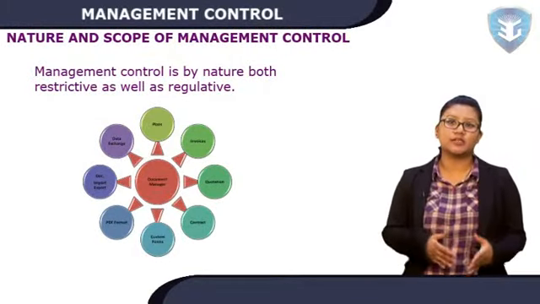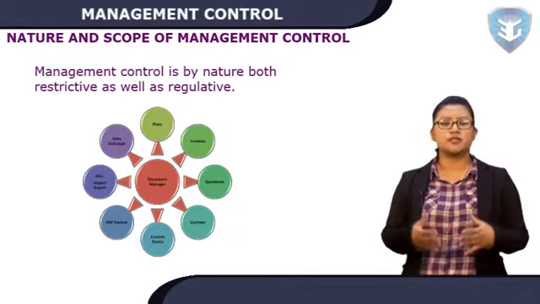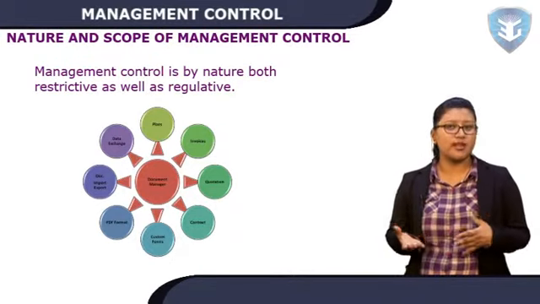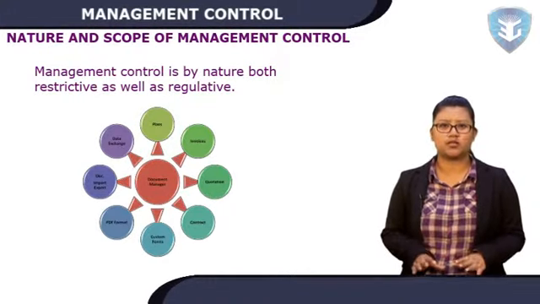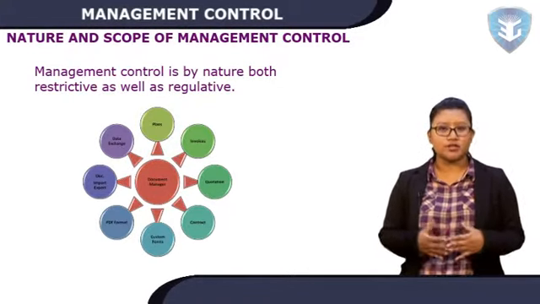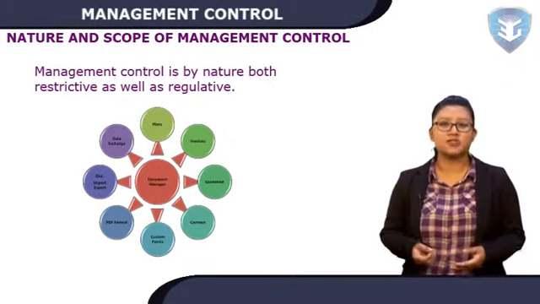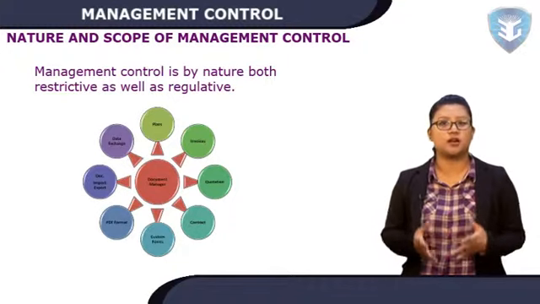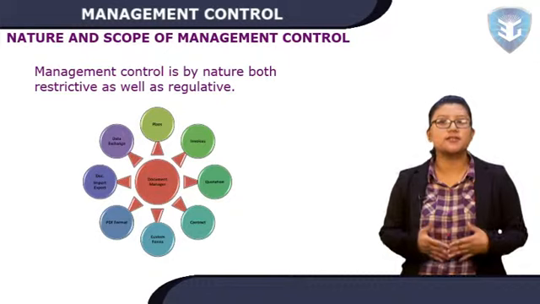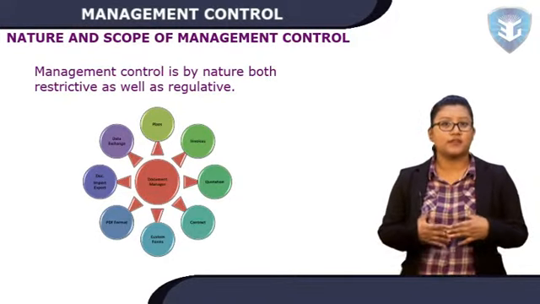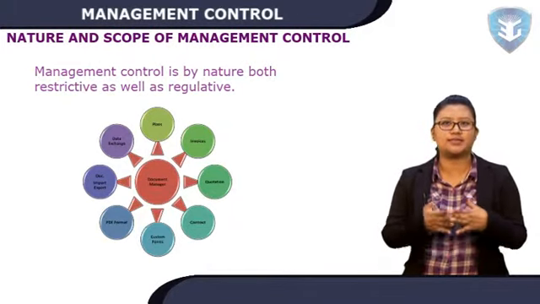Now moving on to the next topic, we will study the nature and scope of management control. Management control is by nature both restrictive as well as regulative. Traditionally, management control has been associated with restricting people. Under the traditional view, control enables us to compare targets with actual performance and to take corrective action where deviation occurs. This view takes the target as given and the control system is designed to tell us how near we are to the planned course. This view of control is essentially a restricted, short-range, one-time regulating of the existing program.